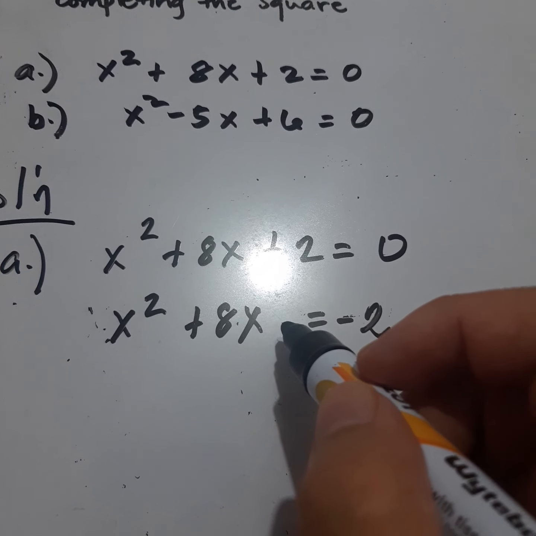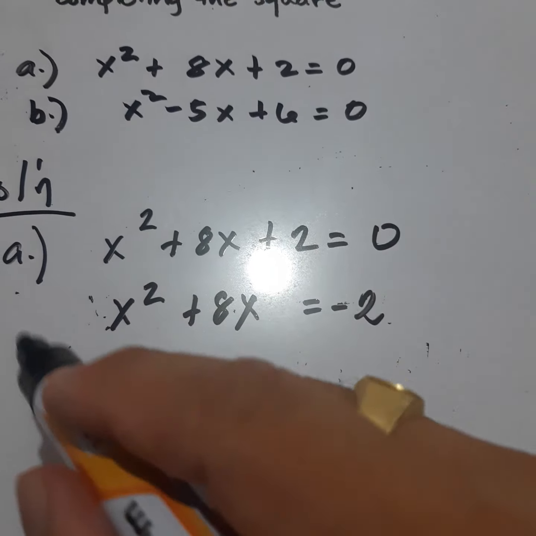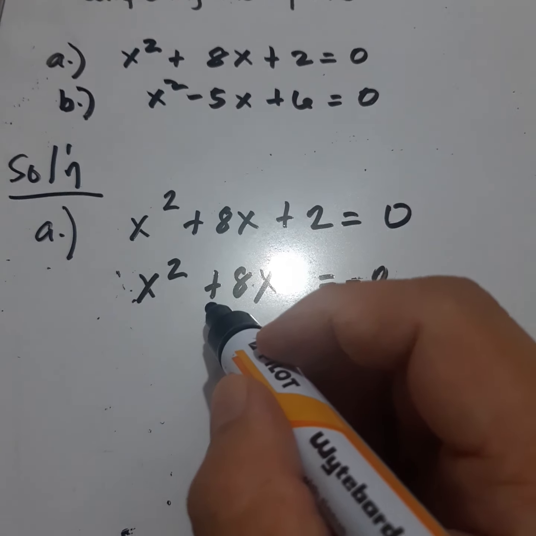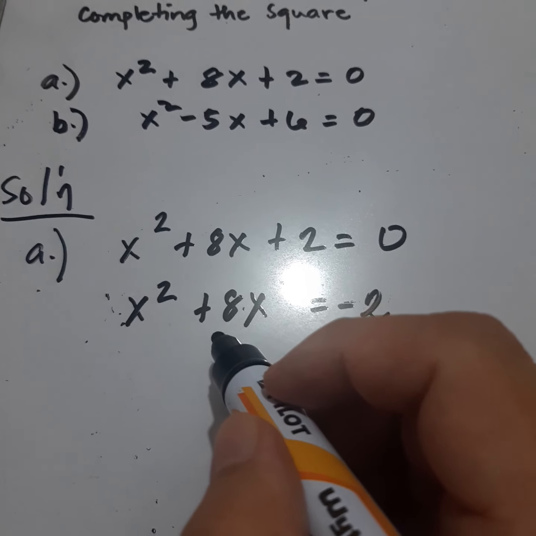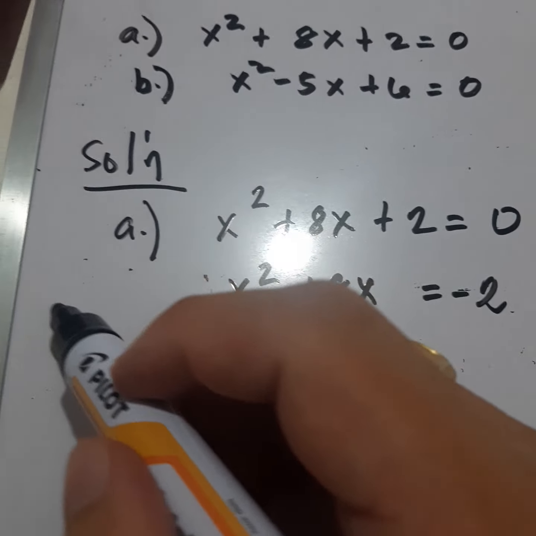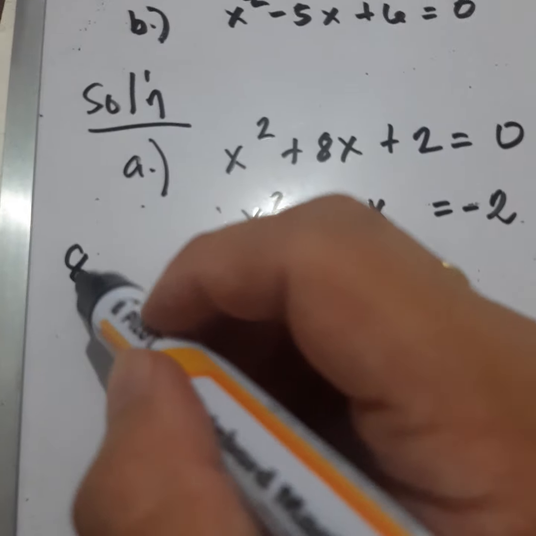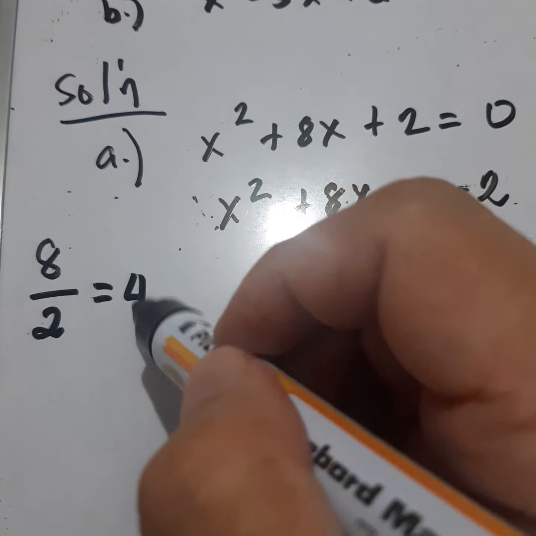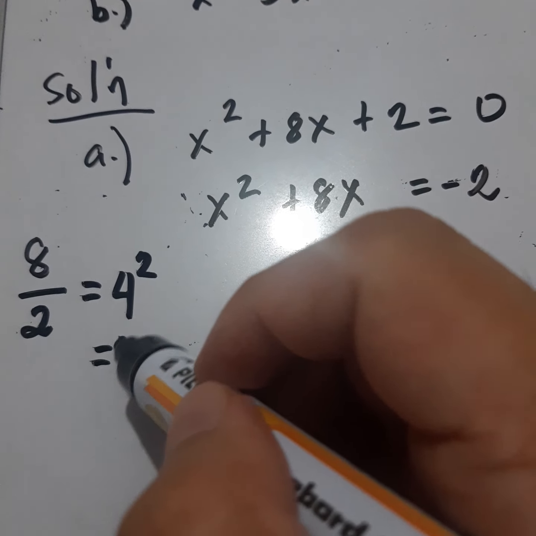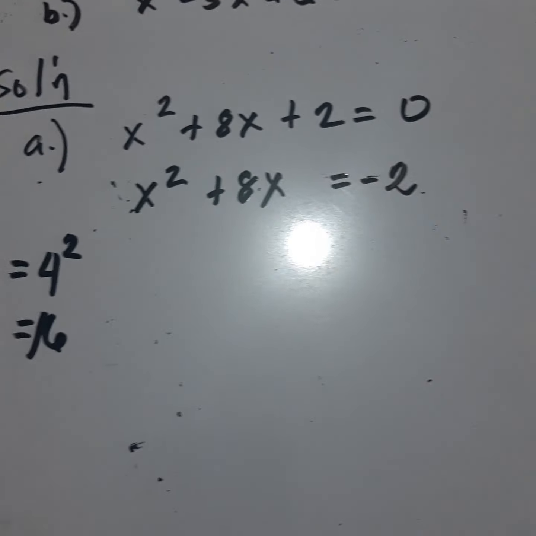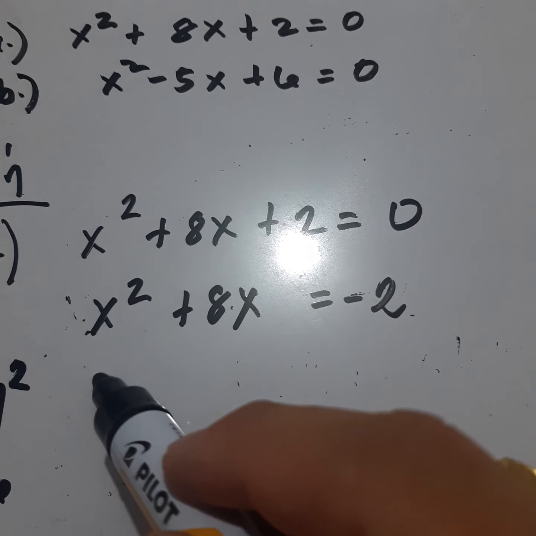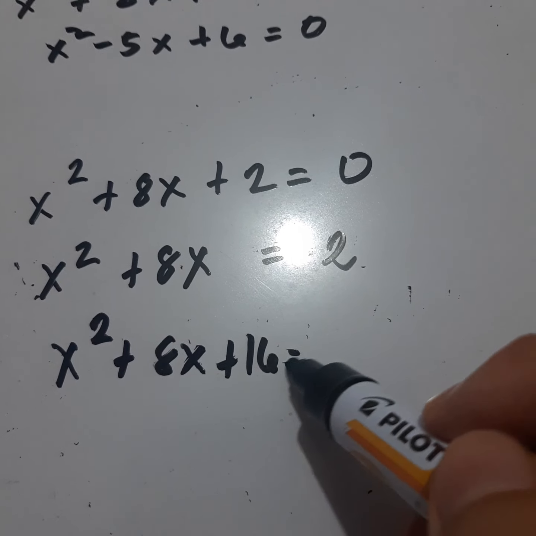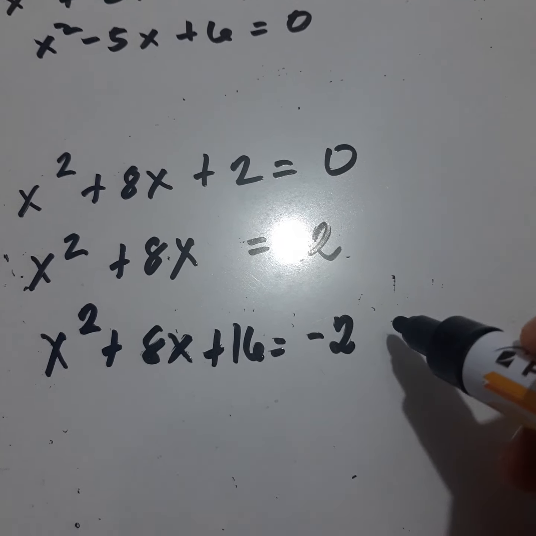Determine natin yung third term ng left side of the equation para maging perfect square yung x squared plus 8x, using the numerical coefficient of the second term, which is positive 8. So, anong gagawin? Just divide 8 by 2. So, we have 4. Tapos, kunin lang natin yung square niya. So, 4 times 4 is 16. So, that is already your third term. So, x squared plus 8x plus 16 equals negative 2 plus 16.